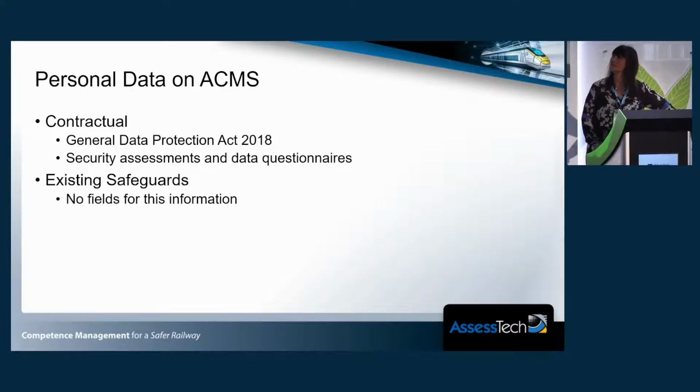There are some existing safeguards on ACMS in that there are no fields for putting this information. However, there are plenty of places where you could accidentally put sensitive data. For example, when you assess someone, you could accidentally write something in a comment or a summary that went on the wrong side of this line. That's a training issue. Okay, the system can't know. You have to train people not to put sensitive data on ACMS, please.